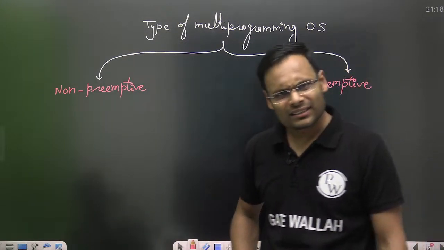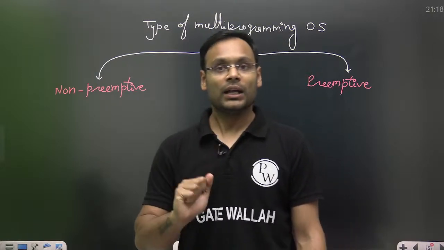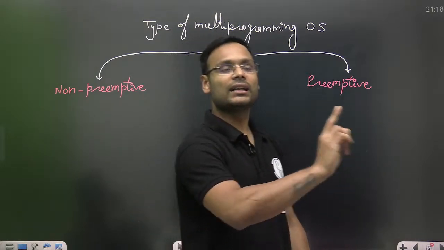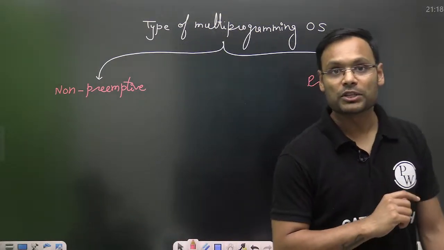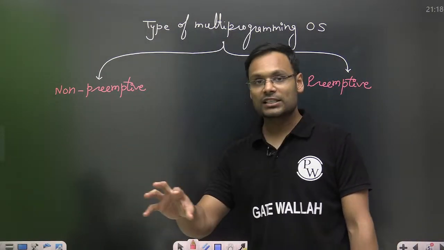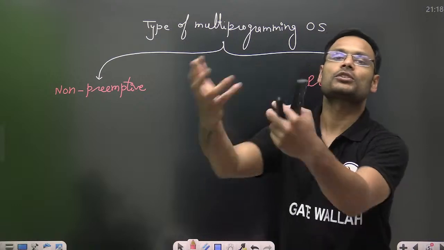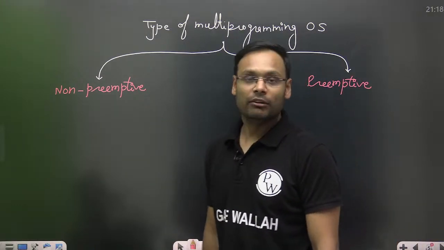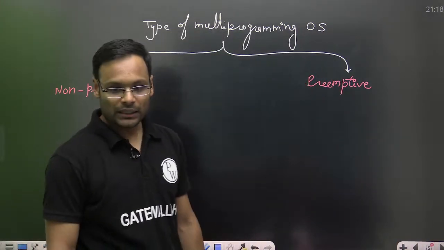But why, sir? There are some events, some possibilities. We will learn that in the CPU scheduling algorithm chapter, when a process can be stopped from running in CPU and taken out so that another process can run in CPU. When? We will understand that later. But what is the difference?